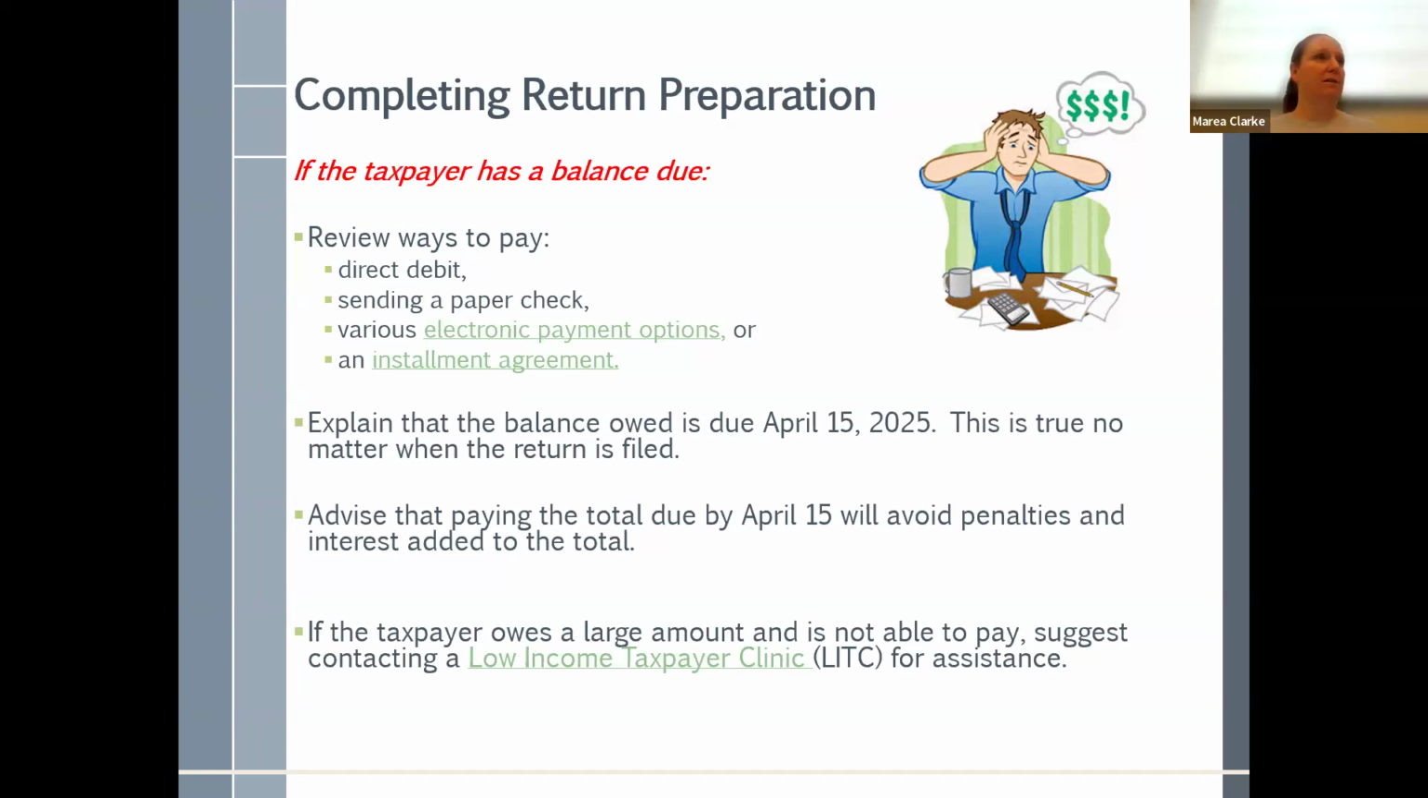It is not a fast process. It takes like 1 to 2 years. But if it's a very large amount that they owe and they absolutely cannot pay it, then that may be a good option for them.